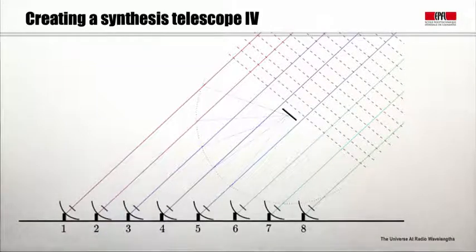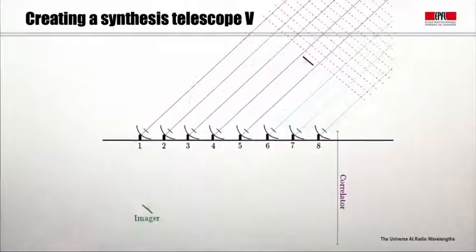And that is the essence of aperture synthesis. We have many small dishes, many small antennas on the ground, which synthesize a large aperture dish. And I do this using a device called the correlator, which brings all the signals together, and some clever software called the imager, which basically does Fourier transforms.